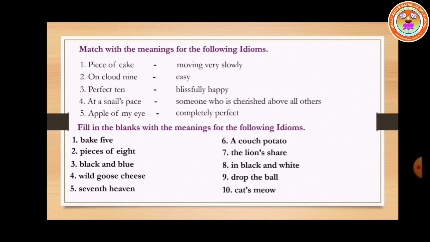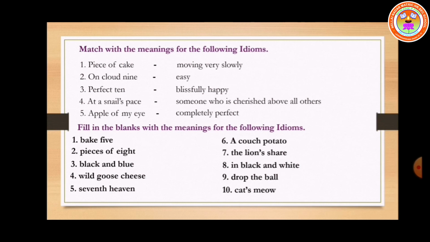Then match with the meanings for the following idioms. So a piece of cake, they are given moving very slowly. It has been given wrong. You have to find out the correct one. On cloud 9, easy, that is wrong. Perfect 10, blissfully, again it is wrong. At a snail's pace, someone who is cherished above all others, that is wrong. Apple of my eye, completely perfect.